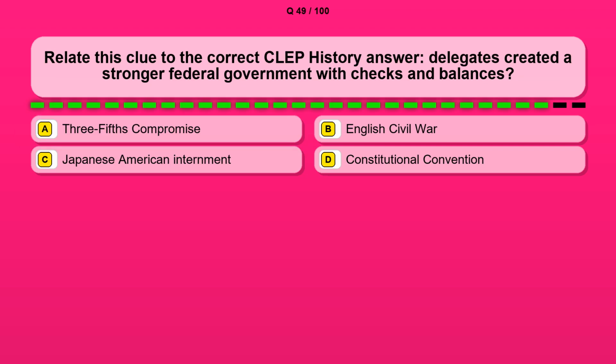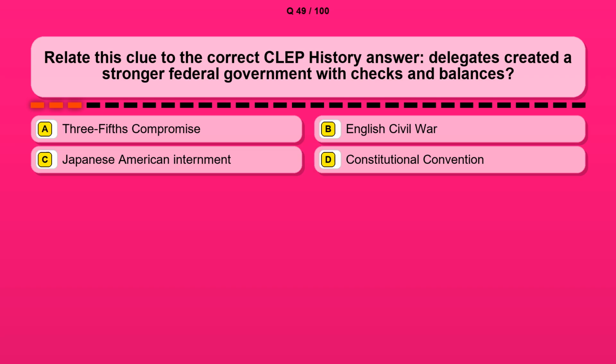Question 49. Relate this clue to the correct CLEP history answer. Delegates created a stronger federal government with checks and balances. Option A, 3-5 Compromise. Option B, English Civil War. Option C, Japanese-American internment. Option D, Constitutional Convention.